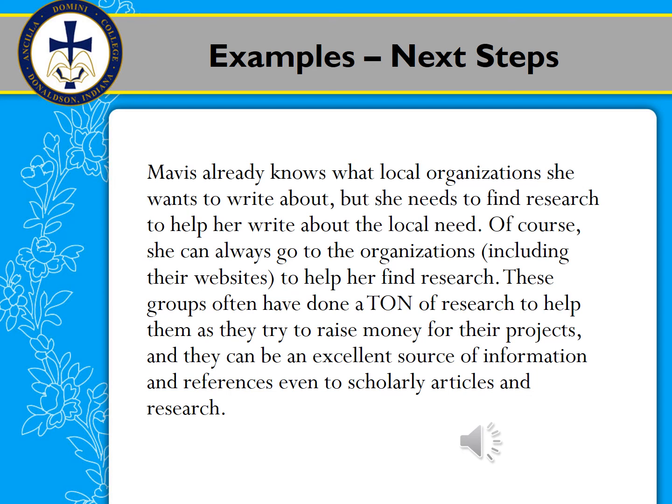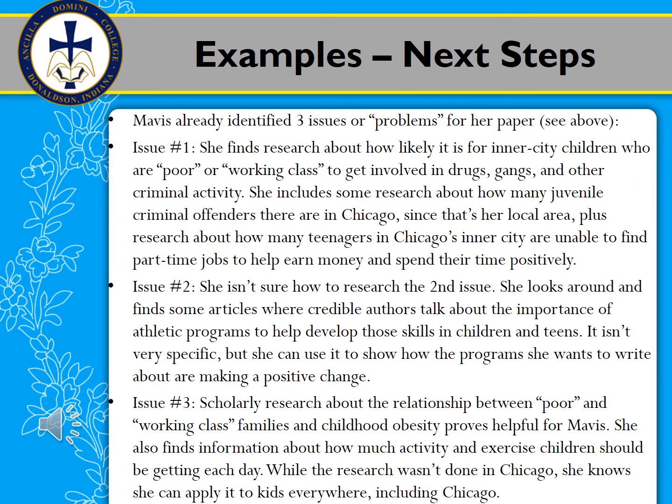So she can, of course, go to those organizations themselves and find research, and that's often a good idea. Find an organization you'd like to write about, and you can find some good information from them. They're usually quite happy to share that. And you can also use them to link to other pieces of research that these organizations have found that sort of guided their own thinking and guided their own actions. As we discussed earlier, Mavis already identified three issues or problems for her paper. Let's talk about the research she finds for those.